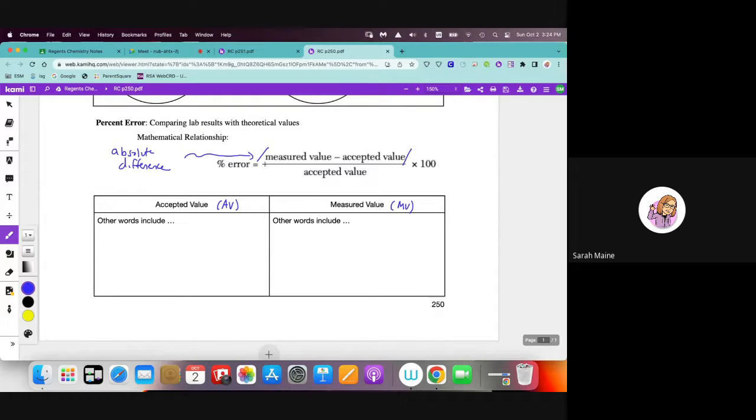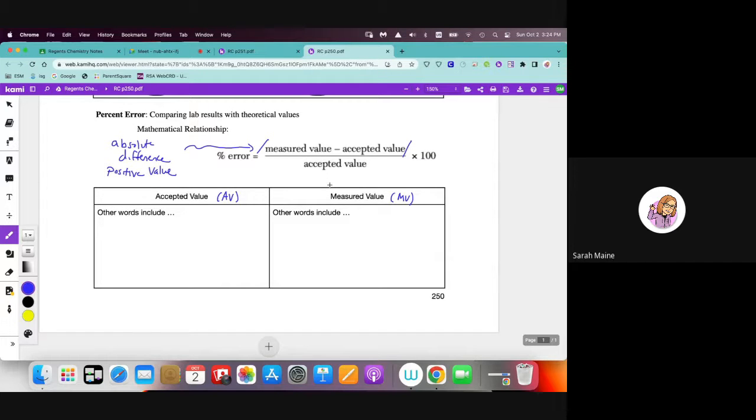And because it's an absolute difference, if you put this in the calculator and the difference turns out to be a negative, we ignore the negative sign. So an absolute difference where we make the difference a positive value. The math is pretty easy. Sometimes the hard part is identifying what information represents the measured value versus the accepted value.